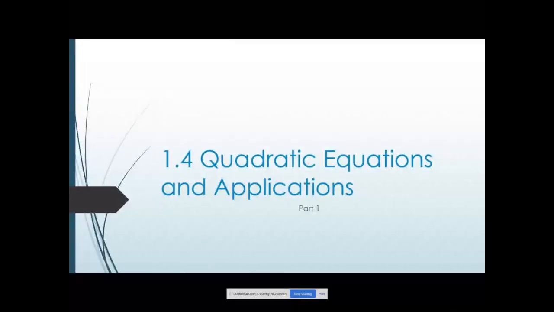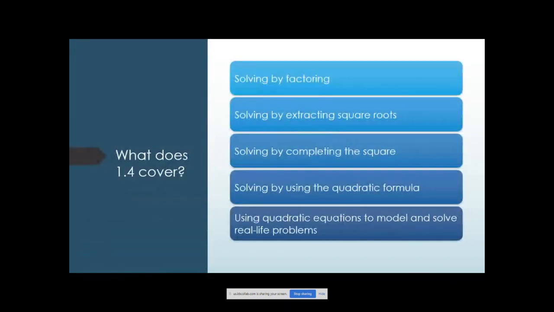Quadratic equations are usually very difficult for people, especially the techniques that we're doing this week. Hopefully this helps. So this is part one. Section 1.4 covers solving by factoring. That's one of the reasons why you really need to be able to factor. Solving by extracting square roots. That's one of the reasons why you need to know how to do square roots.